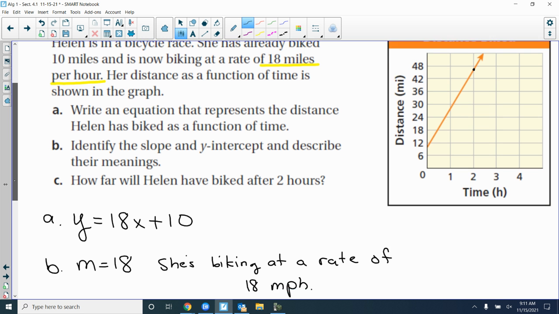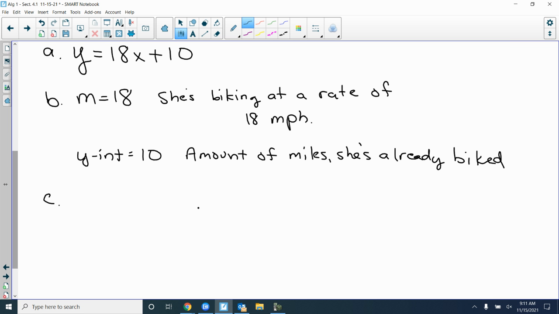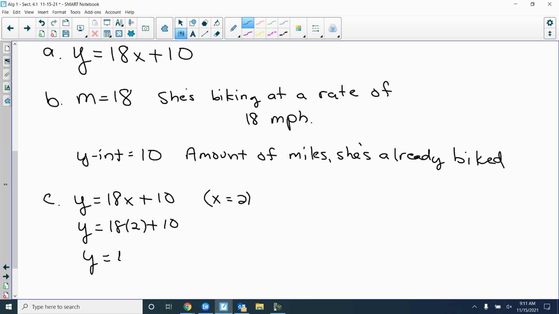Lucas? Plug 2 in for x. Yep, we've got y equals 18x plus 10. Plug in x equals 2. When I do that, I get y equals 18 times 2 plus 10. That's 36 plus 10, so that's 46 miles, which should match up when you look at the graph. Sometimes it's hard to pinpoint exactly on the graph, so if I have an equation, I need to use that.